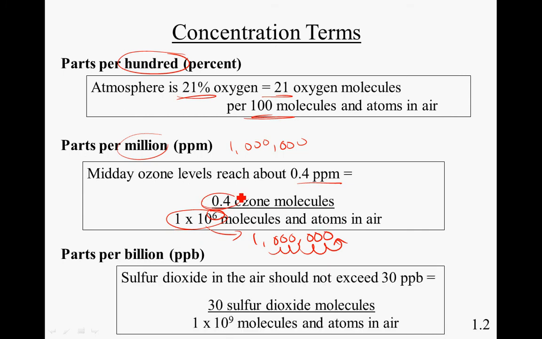The last one is parts per billion, ppb. So let's take a look at sulfur dioxide. Sulfur dioxide is 30 ppb, which means for every 1 billion, that's 1, 2, 3, 4, 5, 6, 7, 8, 9 zeros. That's why we have that 9 there. For every 1 billion particles, 30 of them are going to be sulfur dioxide molecules.